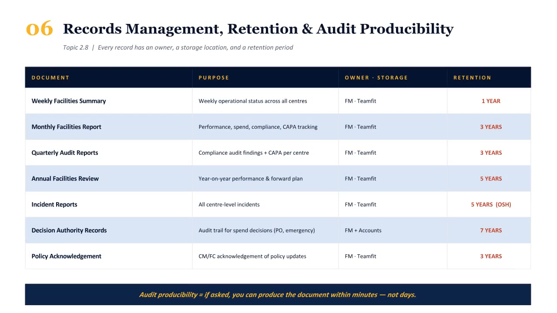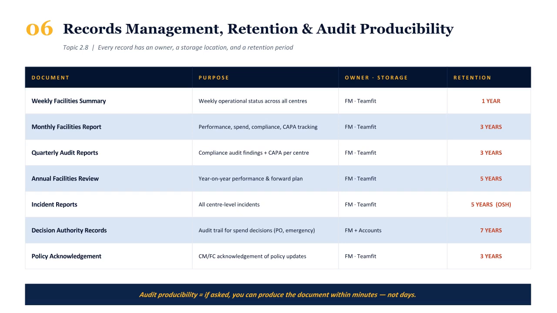Finally, records management and audit producibility. Every governance document we produce has 3 things: an owner, a storage location, and a retention period. The weekly facilities summary is kept for 1 year. The monthly facilities report, 3 years. Quarterly audit reports, 3 years. The annual facilities review, 5 years. Incident reports, 5 years, as mandated by the Occupational Safety and Health Code.